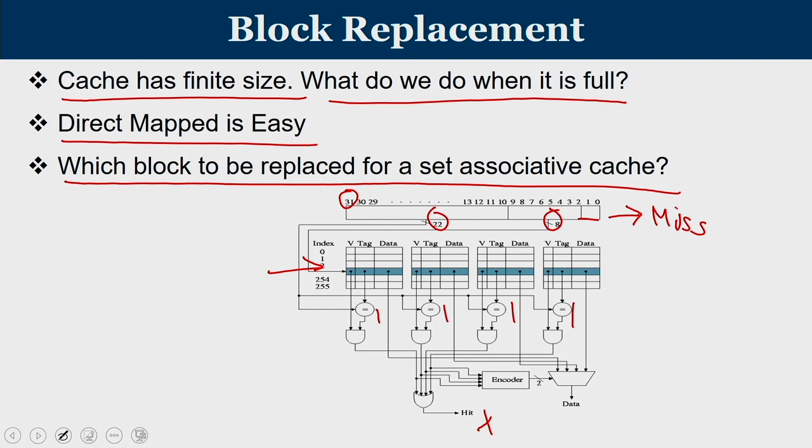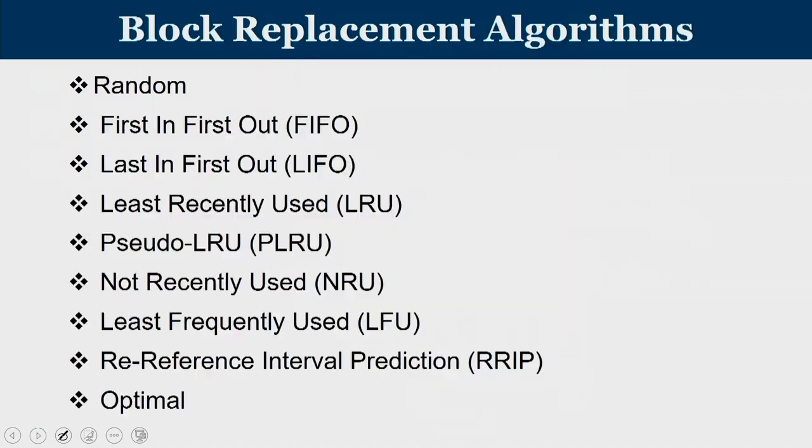Once it is a miss, we go all the way to main memory and bring a block of data. Where is this block of data going to reside? It has to reside in the same set, because the set number is fixed by the address. Now, in the set, all four ways are full, meaning the valid bit is already 1, and they are occupied by other data. So, out of these four blocks residing in the set, which is to be replaced? That is all about the cache block replacement technique.